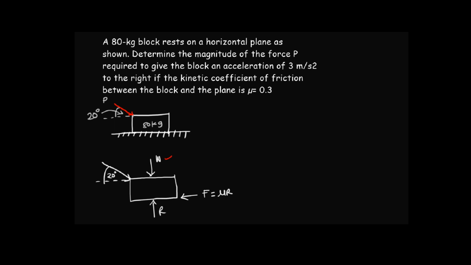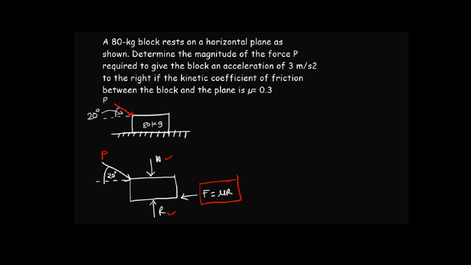I have the weight force, I have the normal reaction, and then I have the frictional force here, and then I have the force that is causing the body to move at an acceleration of 3 meters per second squared, which is the force P. So this is my free body diagram. All we want to do is to find the value for this P here.